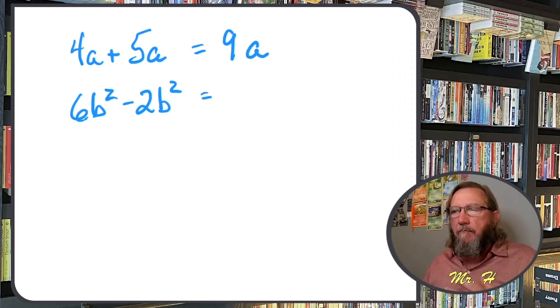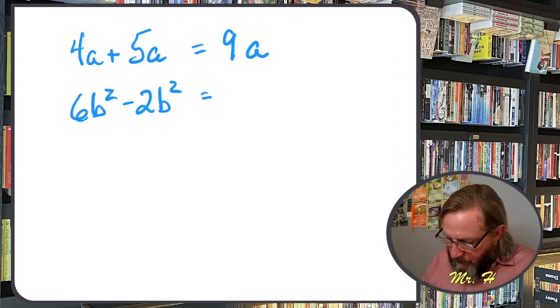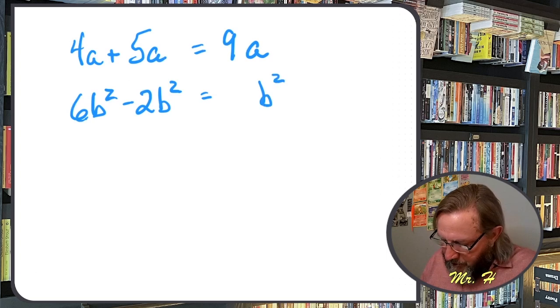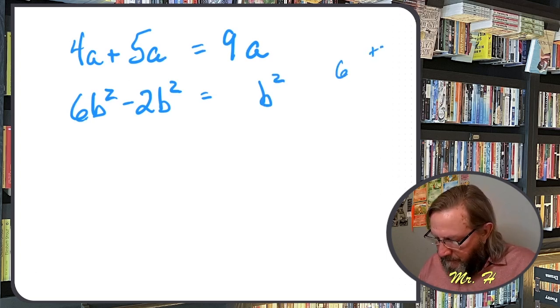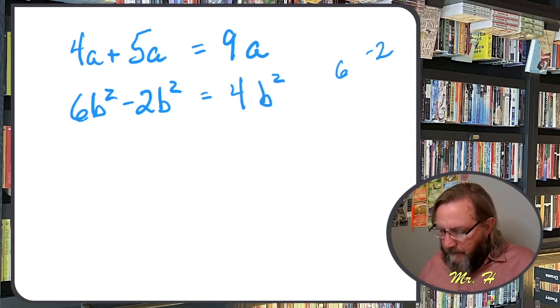Now, look at this second problem here. 6b squared minus 2b squared. Are these terms alike? Yes, they are. They have a same pattern of variable and the same pattern of exponent. Those are the two criteria, remember? So 6b squared minus 2b squared. Well, the answer is going to be something b squared, and we need to know, okay, what's a 6 combined with a negative 2? Well, that's a total of 4. So 4b squared will be the answer to that.